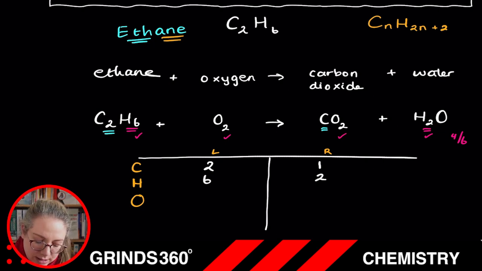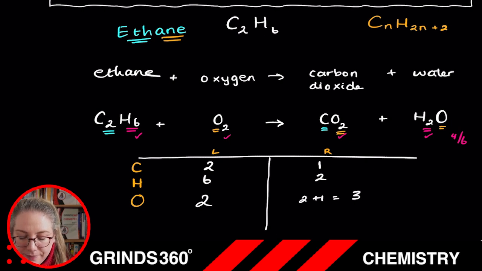For the oxygens, you have 2 oxygens on the left. And now look at the oxygens on the right. You have oxygen in 2 molecules. You have 2 oxygens in carbon dioxide plus 1 from your water. So 2 plus 1 is 3.